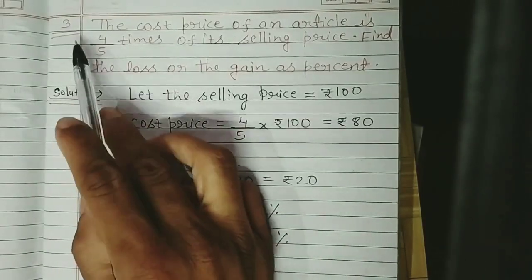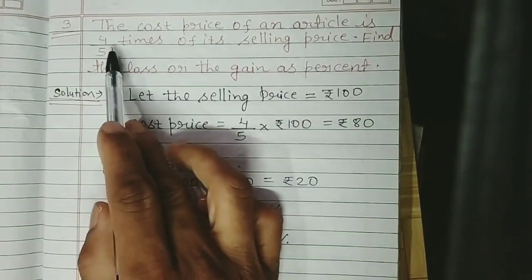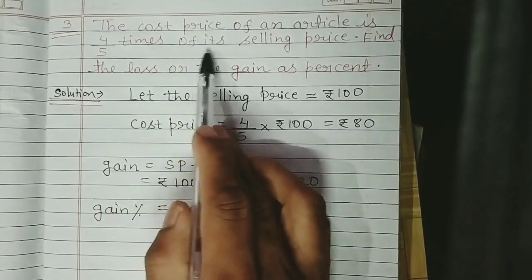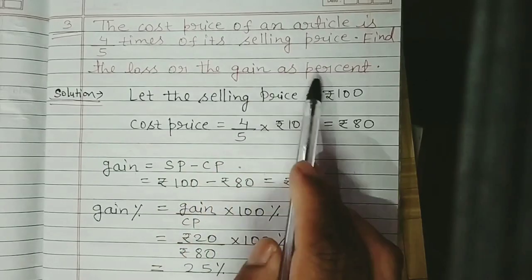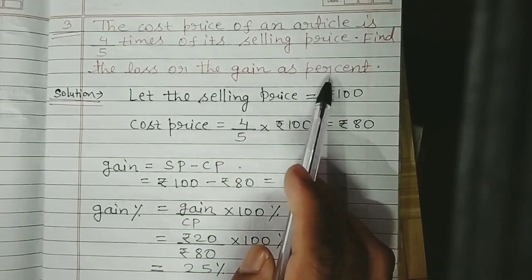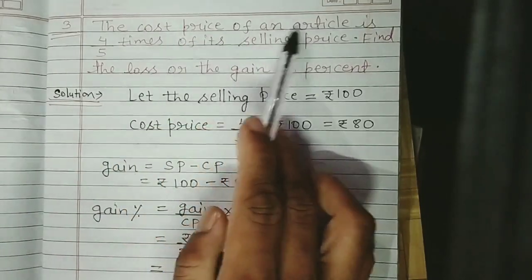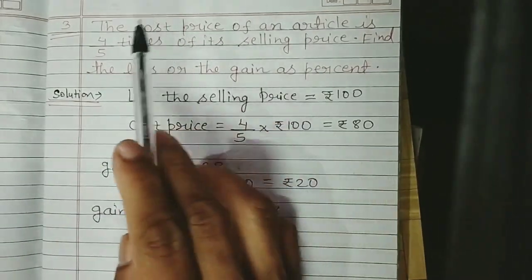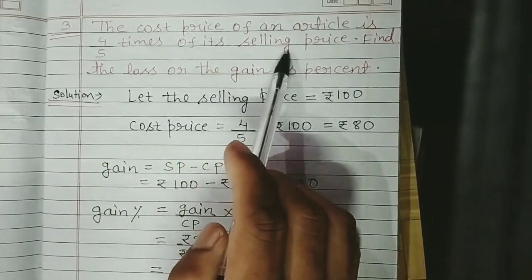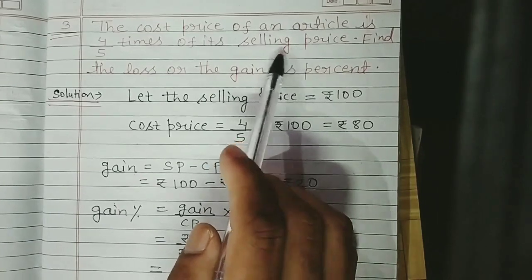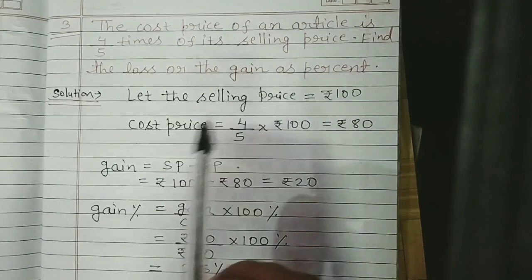The third question is, the cost price of an article is 4 by 5 times of its selling price. Find the loss or the gain as percent. Clear? Here the CP, the cost price of an article, is given, that is equal to 4 by 5 times of its selling price, SP. Clear? And we have to find the loss or the gain as percent.